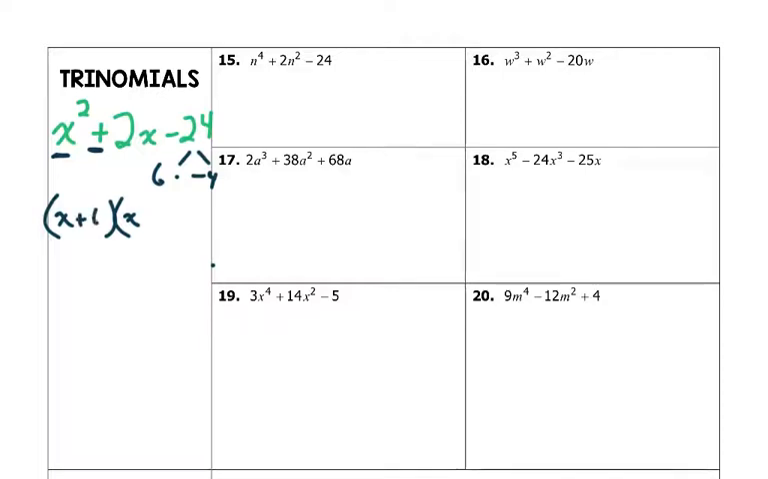x plus 6. It's positive 6. You say plus. Yeah, there we go. x minus 4. All right.